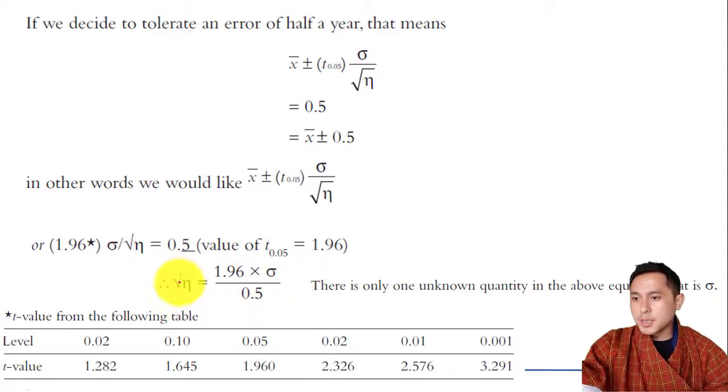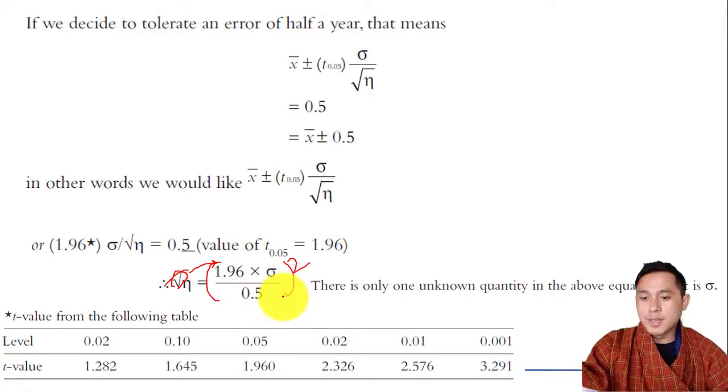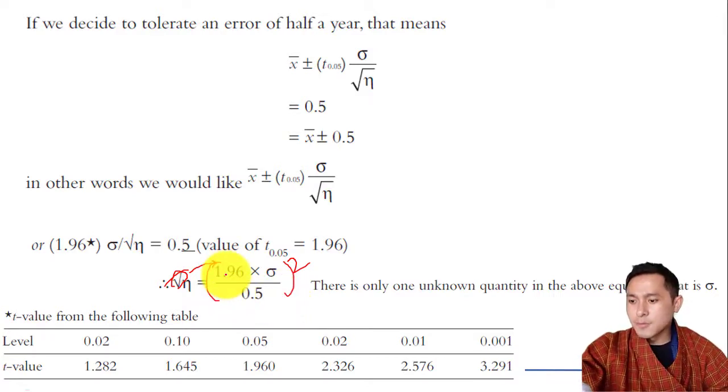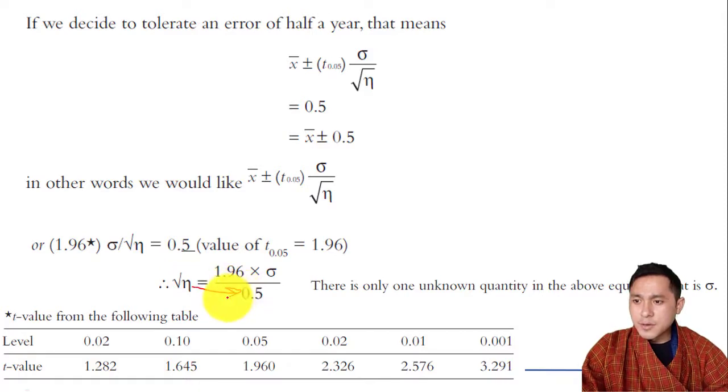What we can do now is, since we have got a square root here, to cancel this one we can take it here, but overall this becomes a square. So sample size is basically equal to 1.96 for the 95% confidence interval into standard deviation divided by 0.5, that's the margin of error, all squared.